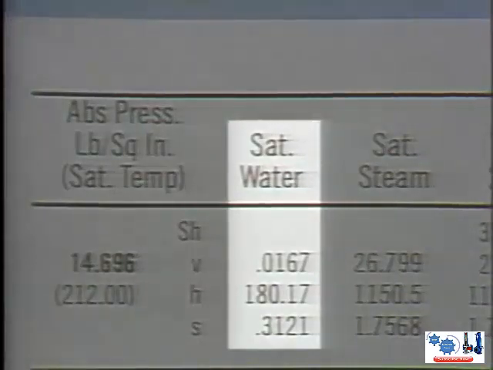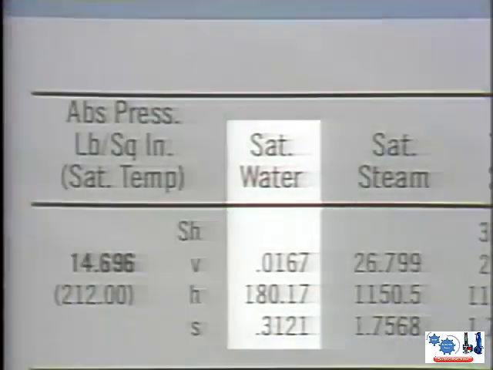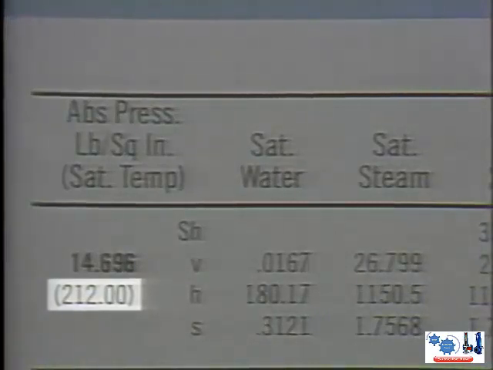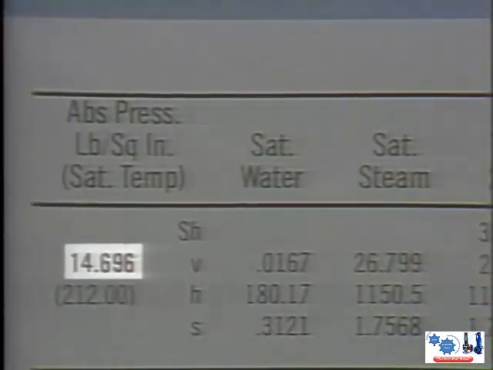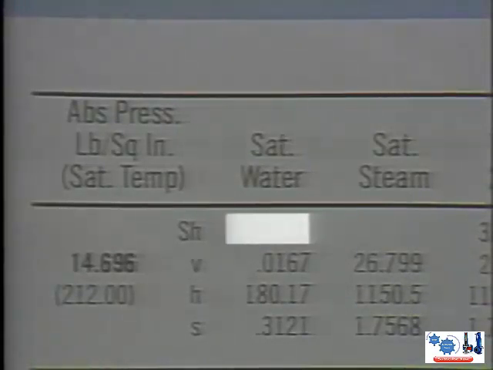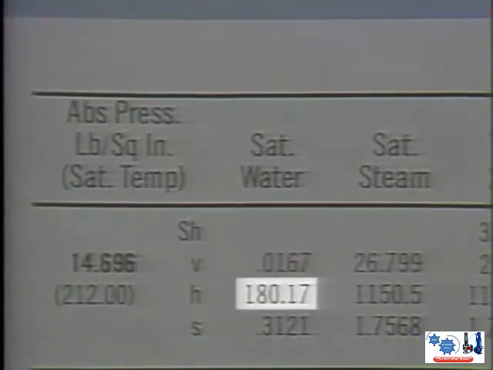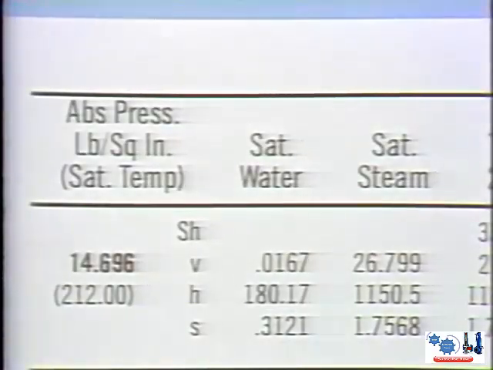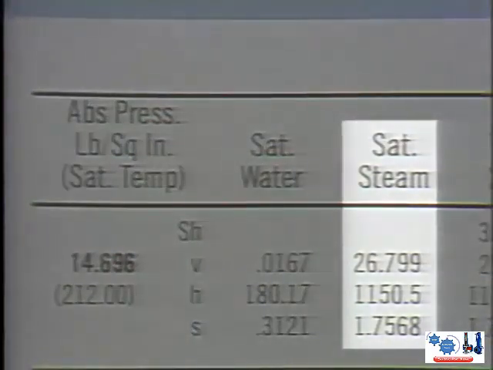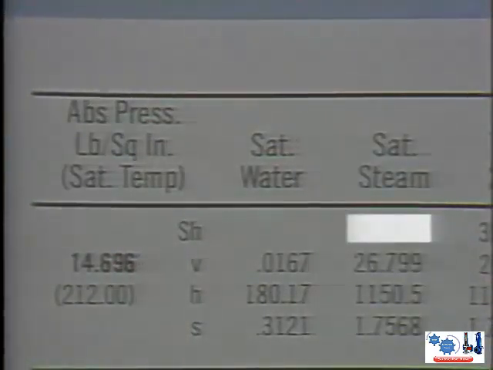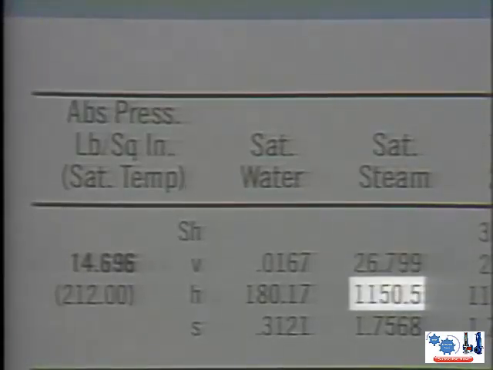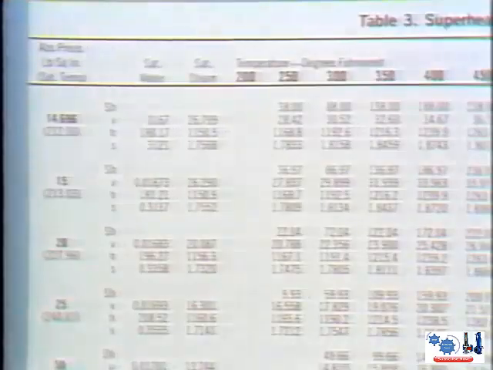Directly across from each of the letters is the value for saturated water at the given temperature and pressure. At 212 degrees Fahrenheit and 14.696 psia, there is no superheat, so no value is indicated. However, there are values for specific volume, enthalpy, and entropy. Next to the values for saturated water are the values for saturated steam. Again, we have no value for superheat at the saturation temperature, but we do have values for specific volume, enthalpy, and entropy.